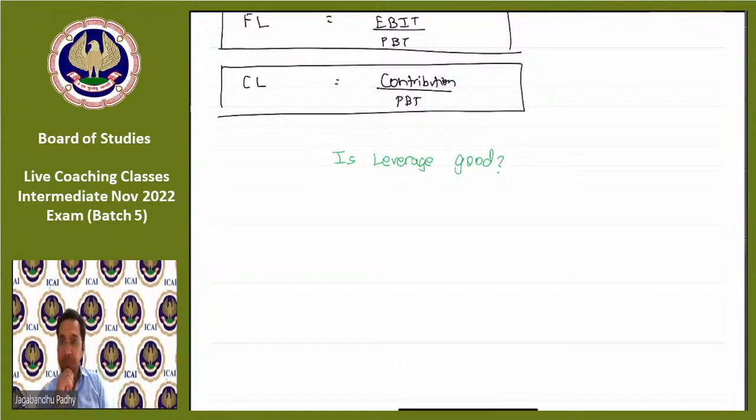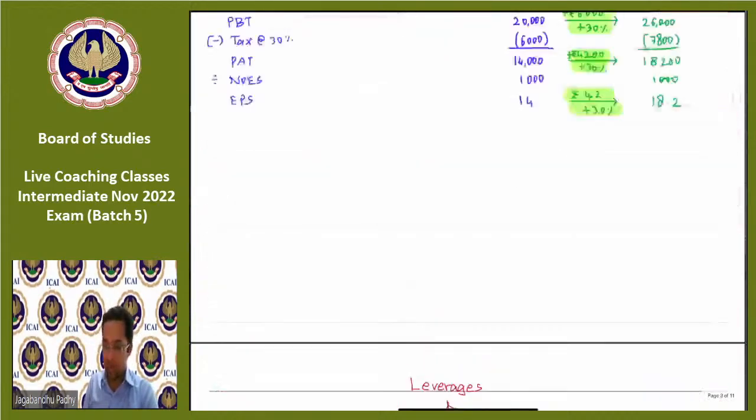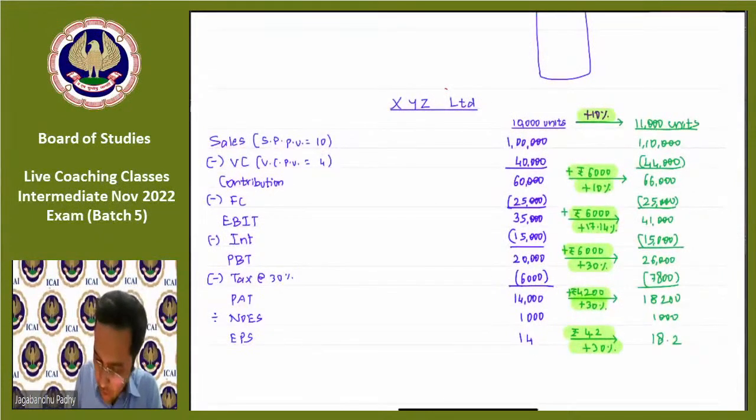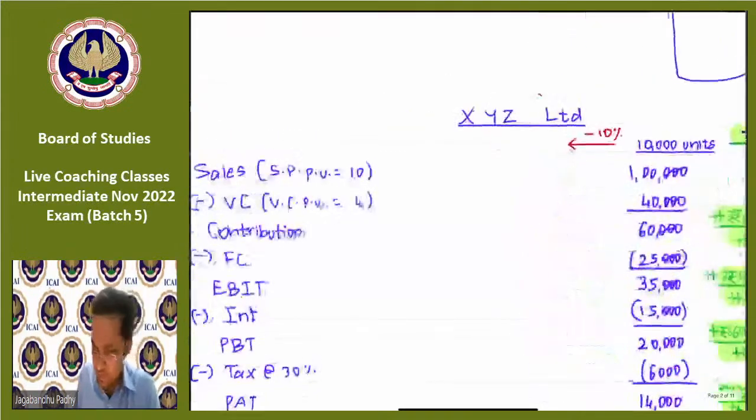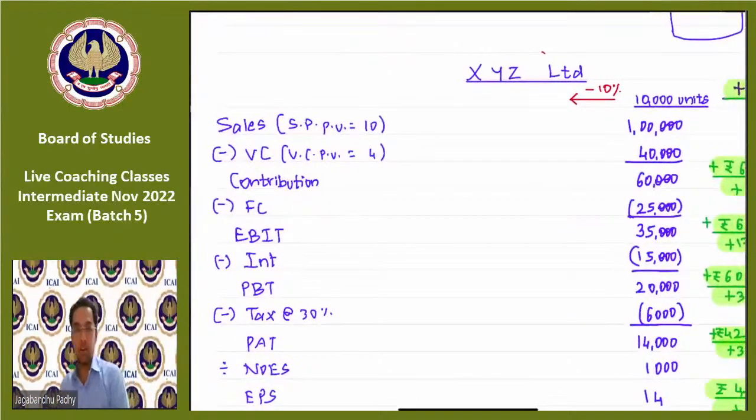Is leverage really good, guys? To understand whether leverage is really good or not, let's do one thing. Coming back to this table, I want you to work out now the income statement. If my sales units get reduced by 10%, try to have the income statement when the sales units get reduced by 10%. So for the same company, suppose 10,000 units are getting reduced by 10%. What will be the resultant impact?